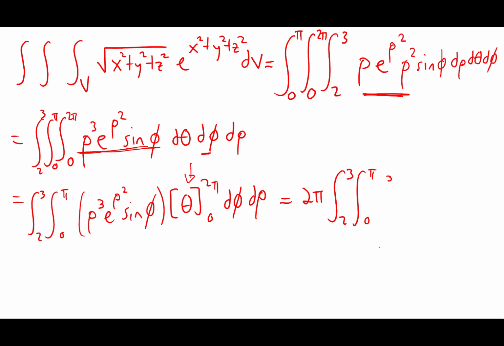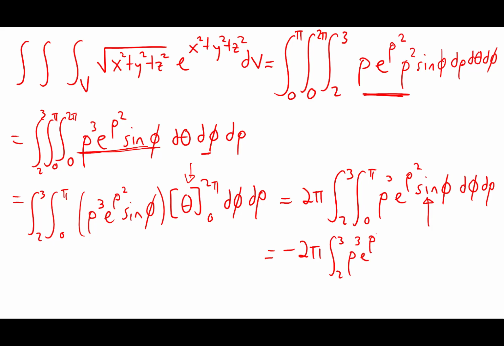Not beta cubed, rho cubed. Now let's go ahead and integrate with respect to phi. The integral of sine of phi is going to be minus cosine of phi, so let's pull the minus sign out to the front. 2 pi, integral from 2 to 3, rho cubed e to the rho squared, times cosine of phi, with the minus sign moved to the outside, evaluated at pi and 0, d rho.